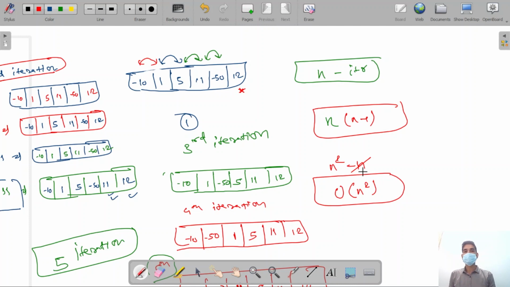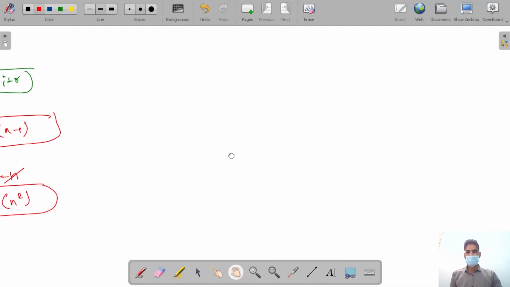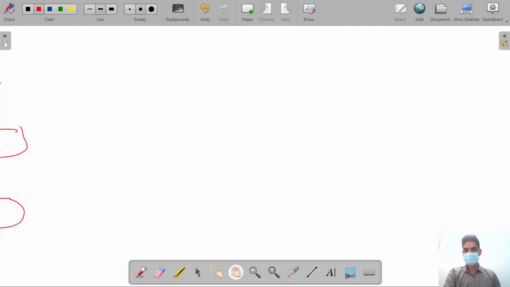I want you to write each and every iteration and each and every pass. Now we are going to discuss merge sort. I hope I have explained enough about bubble sort. Now, merge sort. What we will do?